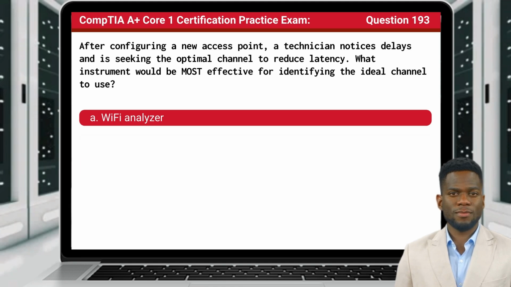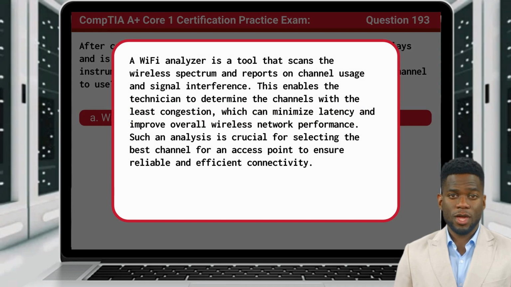The answer is A. Wi-Fi analyzer. A Wi-Fi analyzer is a tool that scans the wireless spectrum and reports on channel usage and signal interference. This enables the technician to determine the channels with the least congestion, which can minimize latency and improve overall wireless network performance. Such an analysis is crucial for selecting the best channel for an access point to ensure reliable and efficient connectivity.